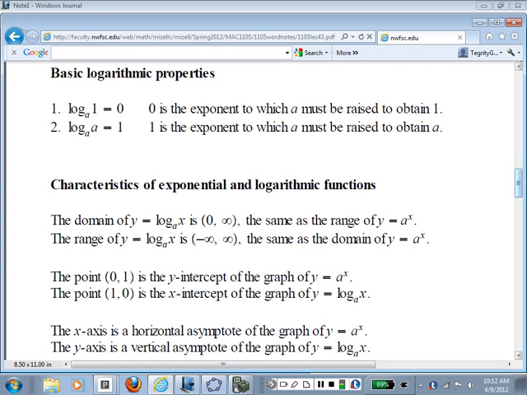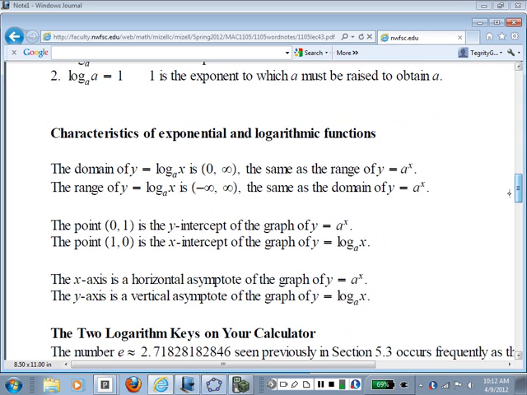It would make sense that since (0, 1) is the y-intercept of an exponential function, (1, 0) is going to be the x-intercept of a log function. And we mentioned the asymptotes. The exponential function has the x-axis as a horizontal asymptote. The log function has the y-axis as a vertical asymptote.